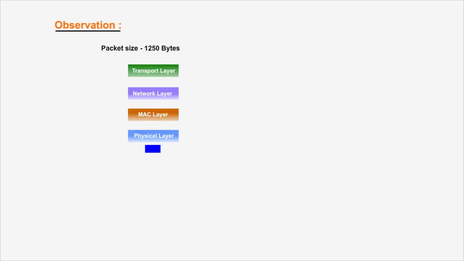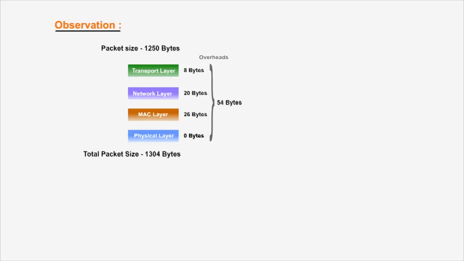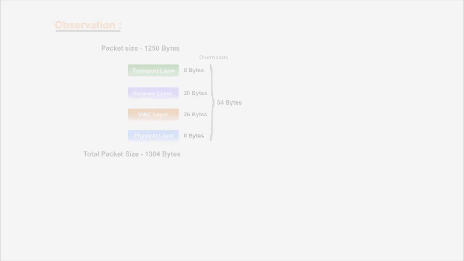The overheads added in the different layers are transport layer 8 bytes, network layer 20 bytes, MAC layer 26 bytes, and 0 bytes at the physical layer. Therefore, the total overhead added becomes 54 bytes, which increases the packet size to 1304 bytes. Theoretical calculation: by formula, the queuing time T is equal to 1 by 2 mu into rho by 1 minus rho, where mu is the service rate and rho is equal to lambda by mu.